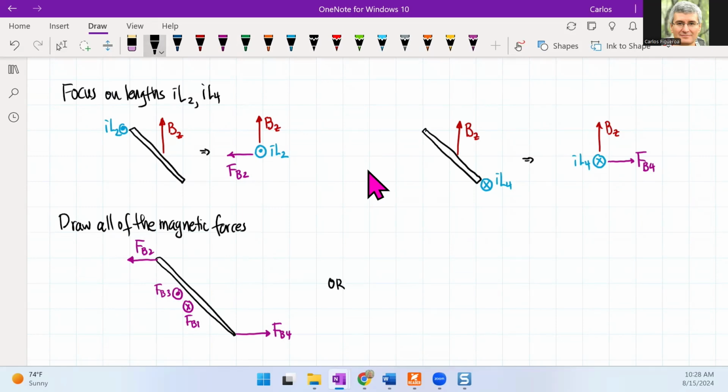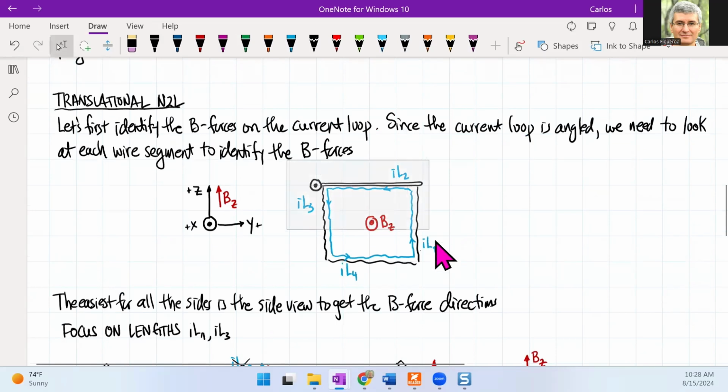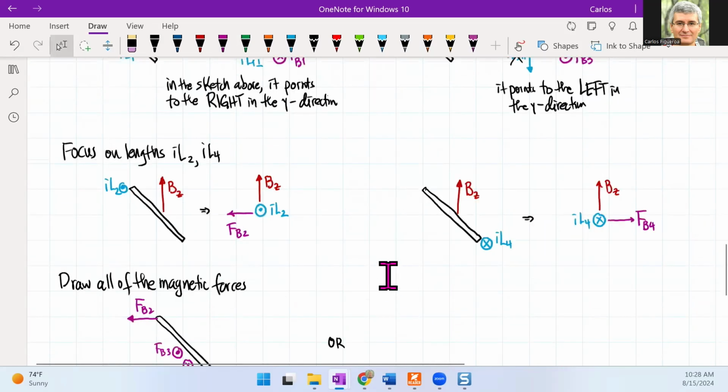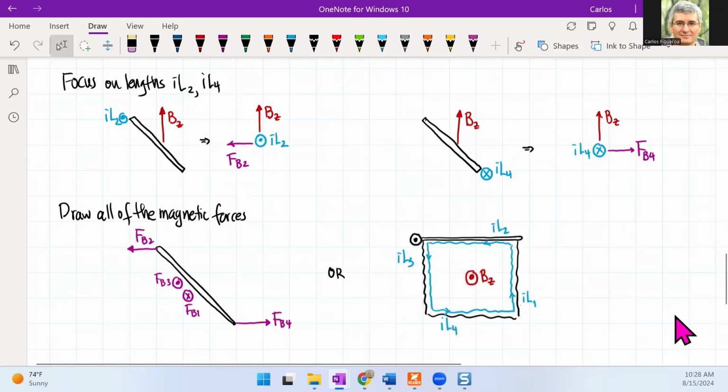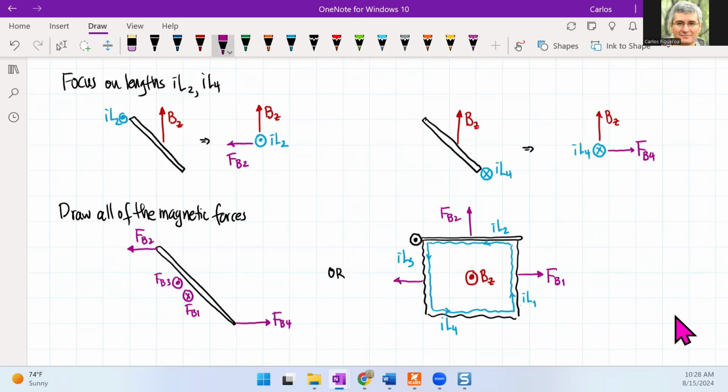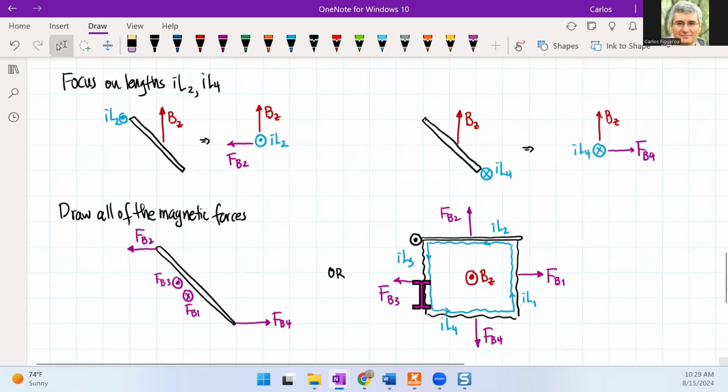Or another picture that I could draw here, if this is clearer, if I come over here and I just copy this and bring it down, I could draw the picture that just says this instead. I have a magnetic force that goes this way, which is FB1, one that goes FB2, FB3, and then finally FB4. So when I'm looking at these guys, you could see that if we start to look at torques, 3 and 1 will not produce a torque. The only ones that can produce a torque is a combination of 2 and 4.